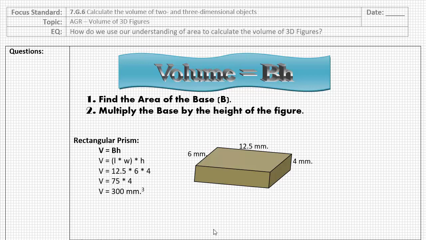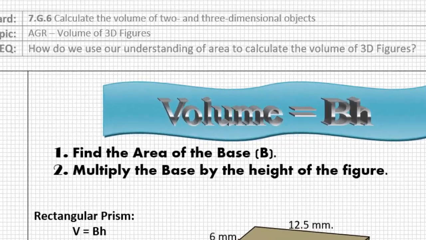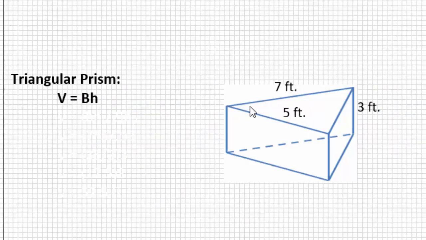Let's go ahead and take a look at our next example. For our next example, we're looking at a triangular prism. And once again, we want to look at how does this formula, volume equals base times height, where the capital B stands for the area of the base.